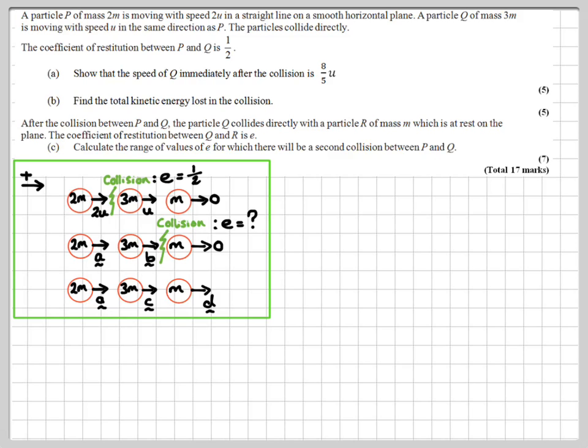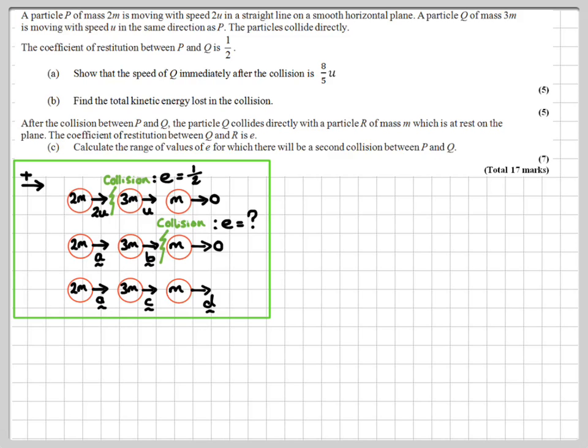a mass of 2m moving with a velocity of 2u, 3m moving with a velocity of u, and the third mass isn't moving. Obviously a collision will take place between the first two masses, and I've shown that. After that collision, I've said that the velocities of the first two masses will be a and b respectively, and in my second line of the diagram the final mass of mass m is still not moving, and I've put down there'll be a collision there. And then in the final diagram it shows the final velocities.